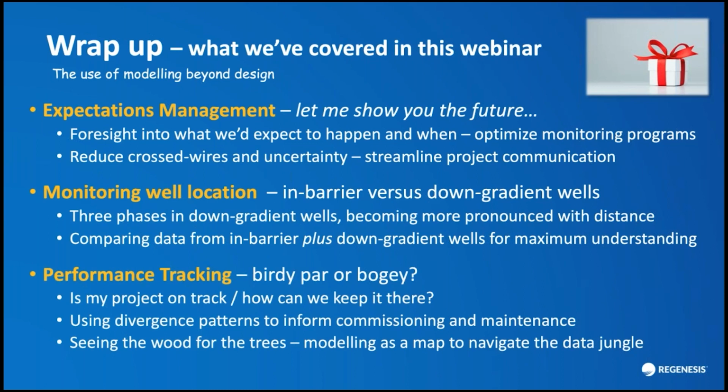Is my project on track and how can we keep it there? What do the data patterns that we're seeing mean? On large, complex sites especially, it is super useful to be able to quickly screen performance data to determine which wells are tracking to expectations and which we might want to watch or put some attention to, and indeed, what might be behind any divergence that we might see.